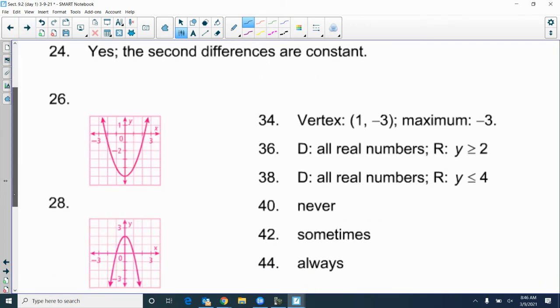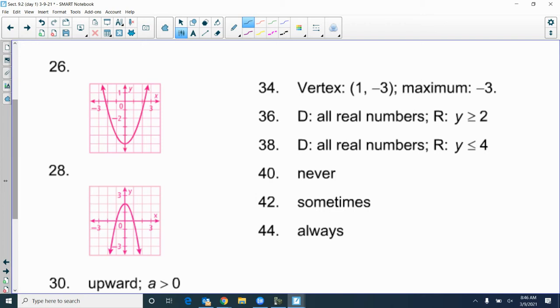26 and 28. Most of you graphed, a few of you didn't. For 26, Hanan, what did you get for your chart?